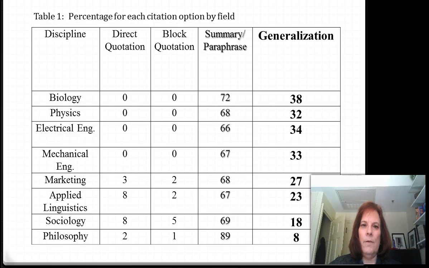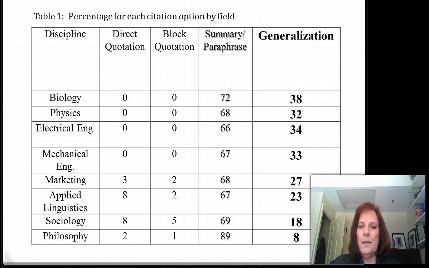Okay, here we have, and I'll give you the citation in a minute, an author who has looked at 100 citations by field. Now, I wish he would have done a couple of other fields, but let's look, the first two are maybe the sciences, the next two are engineering, it would be similar for computer science, marketing, business is the next one, and the last three are the social sciences. I wish there were a couple more, but I want you to notice a pattern here. The top of this graph, direct quotations and block quotations. Look at how few of all of the citations are direct or block quotations.